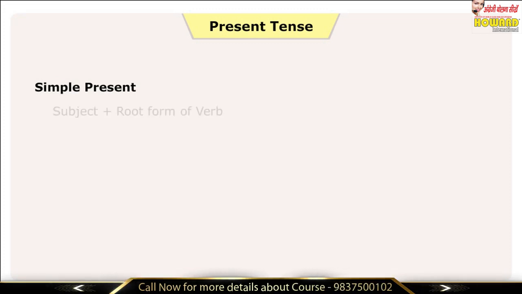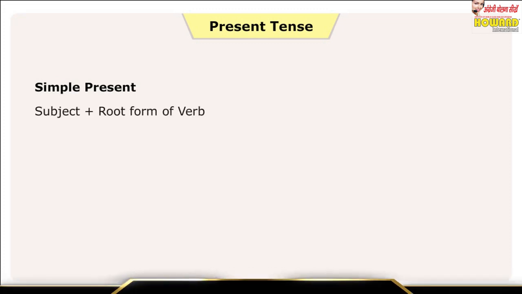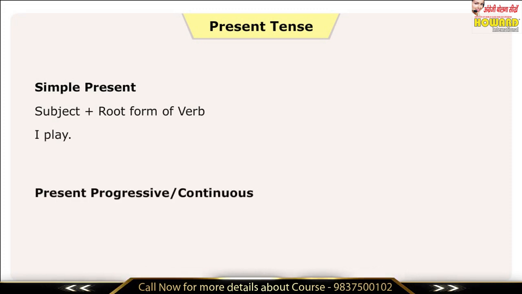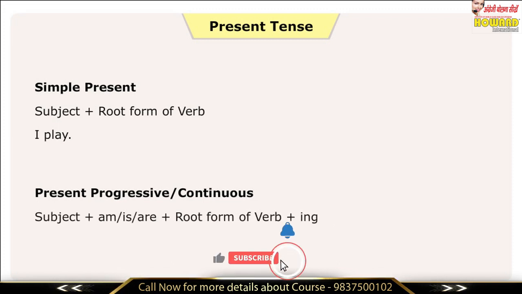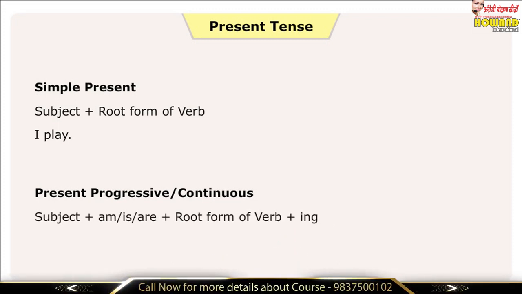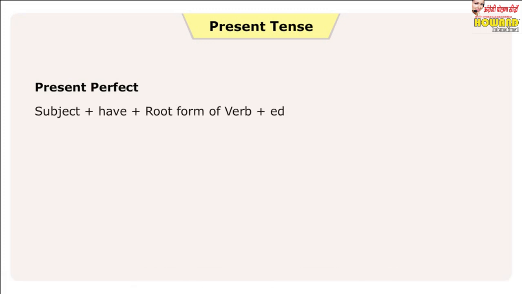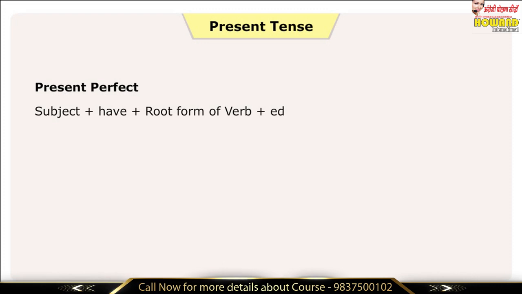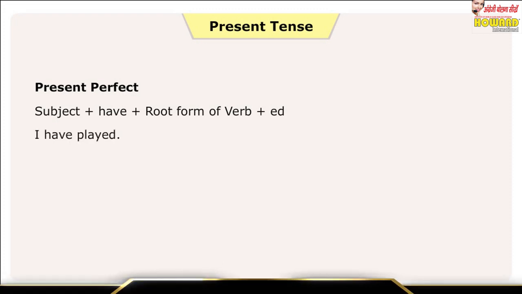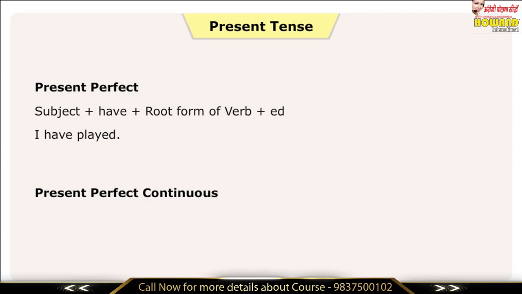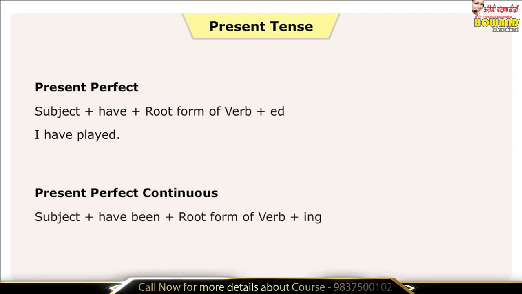Simple present. Subject plus root form of verb. I play. Present progressive or continuous. Subject plus am or is or are plus root form of verb plus ing. I am playing. Present perfect. Subject plus have plus root form of verb plus ed. I have played. Present perfect continuous. Subject plus have been plus root form of verb plus ing. I have been playing.